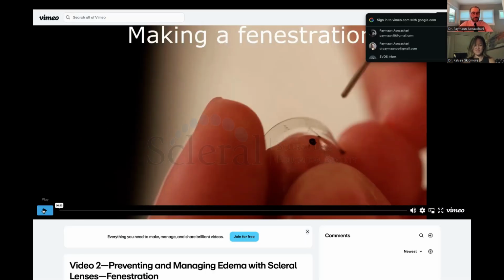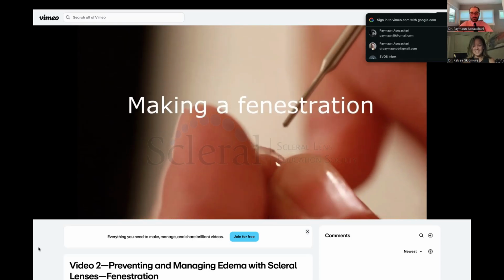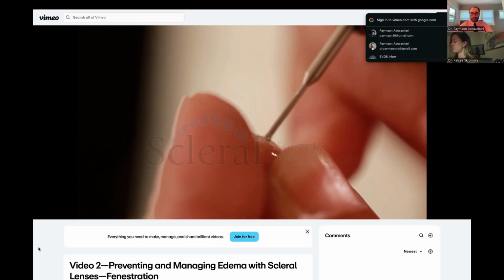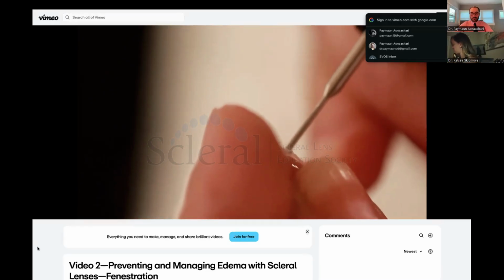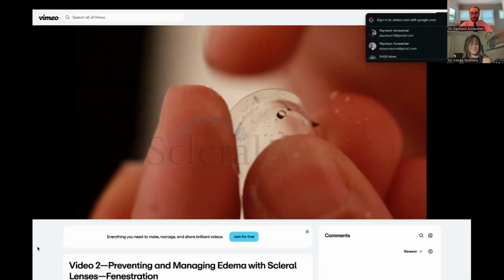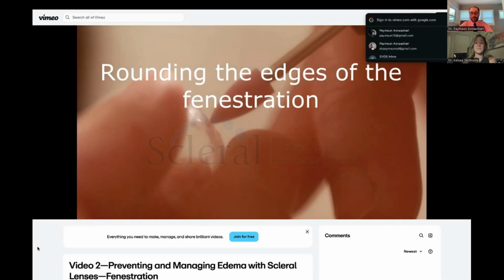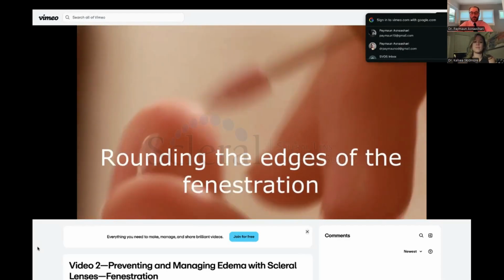So this will show you a fenestration. And then they're just rounding the edge of the hole with it.